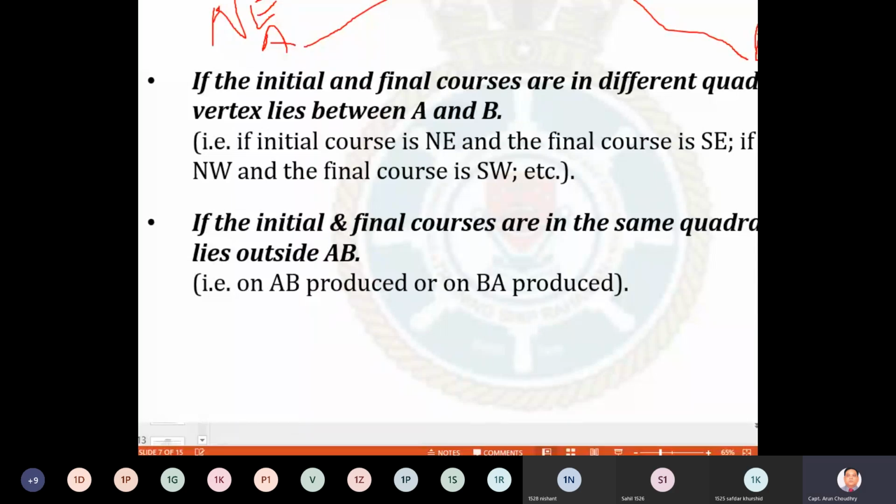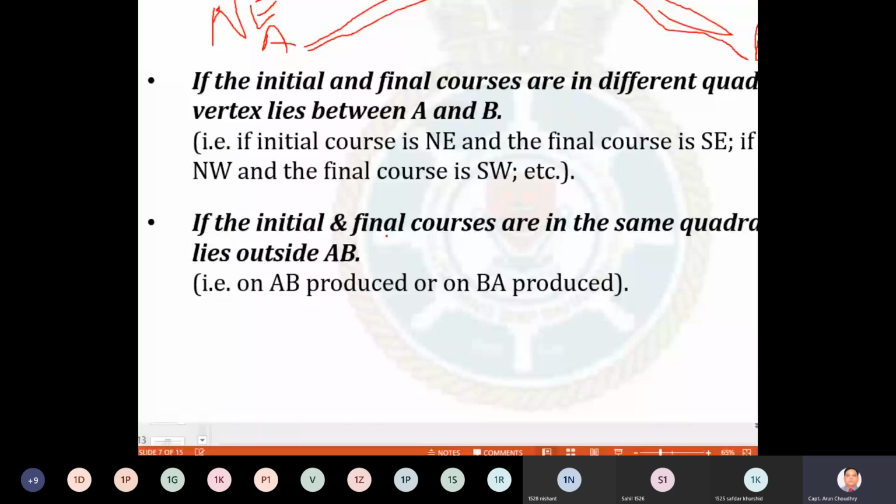If the initial and final courses are in different quadrants, that means the vertex lies between A and B. That means the vertex is somewhere here because we have already passed the highest latitude, and that's why the course has become southeast now. From here, we kept going north, north, north, then it became maximum latitude, and then we started coming down towards south. At the vertex, your course started to have a southerly component, and that's how we say this is the vertex. This is the first condition.